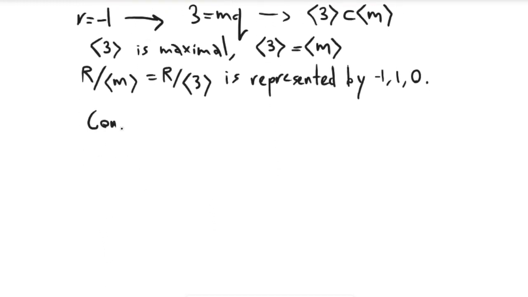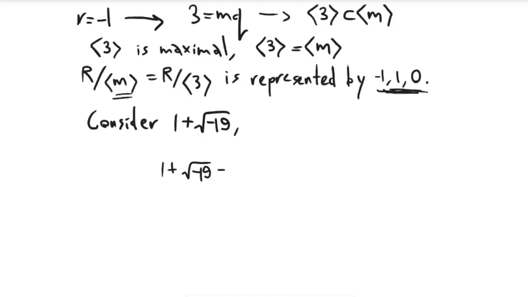So now consider this number, 1 plus root negative 19. This is an element of the ring, certainly. And we know that its coset in this quotient is represented by one of these numbers. So basically what that tells us is that 1 plus root negative 19 is congruent modulo the ideal generated by m to one of these numbers.